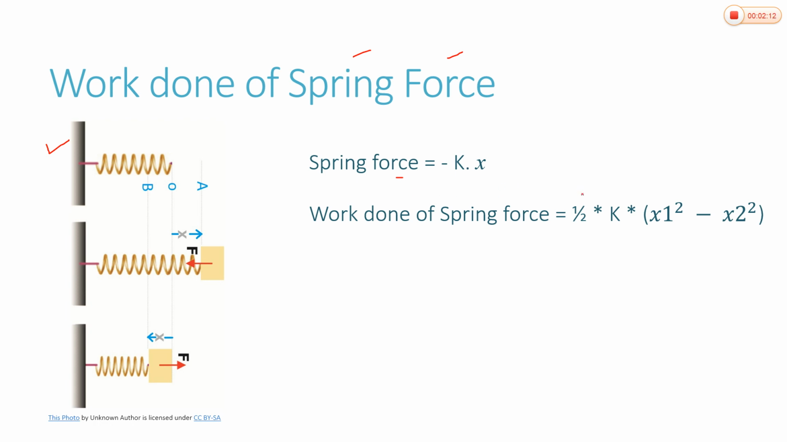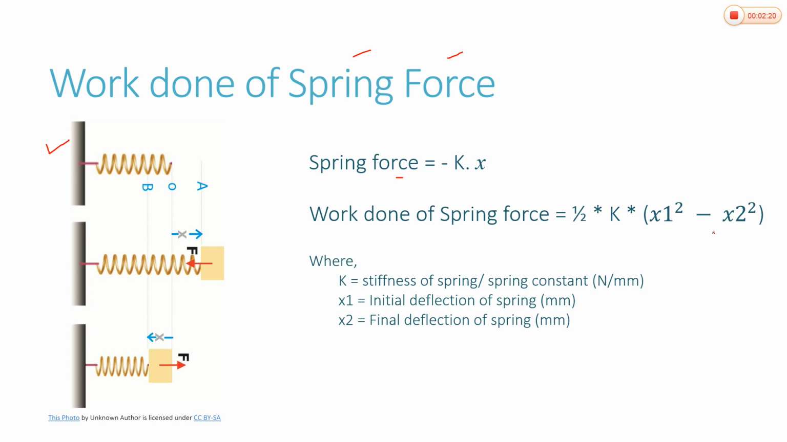So here we have the formula to calculate the work done of a spring. The formula is half k (x1 square minus x2 square), where k, as we discussed before, is the stiffness of the spring or constant of the spring, which we are going to measure in Newton per mm or kilonewton per meter, x1 is the initial deflection of the spring in mm, and x2 is the final deflection of the spring in mm.